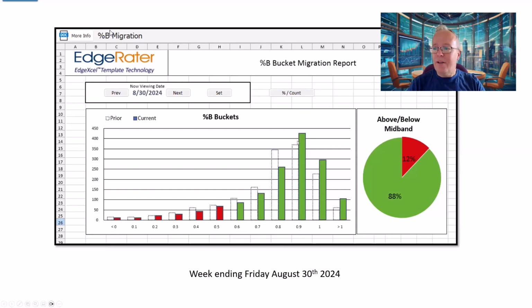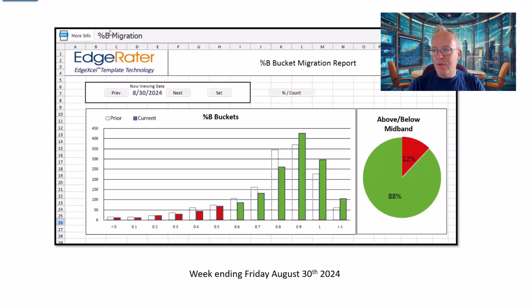Okay, you've got over 60% of the stocks are now in the 0.9 Bollinger Band level, so sitting right at their upper Bollinger Band. That is quite high, and cause for concern because there could be a pause there.